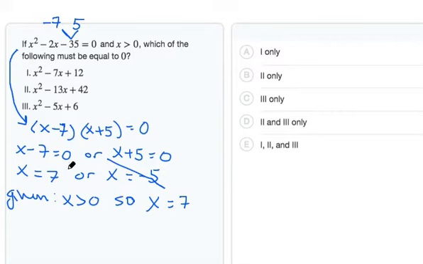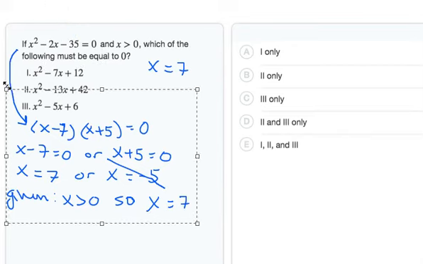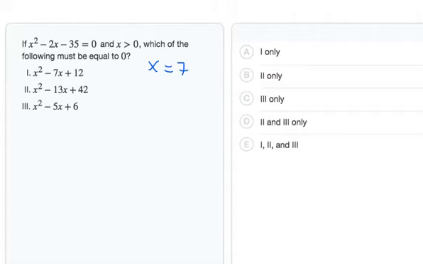Now the question actually asks us which of the following must equal 0. If we know the value of x, we can just plug into each statement to find out which statement is going to equal 0. So let's go ahead and do that. I'm just going to jot down our x equal to 7 up here so we don't forget that. And we'll clear our board so we can work on each statement separately. And as we're working on our statements, we'll be able to eliminate answer choices as we go. We'll start with statement 1.